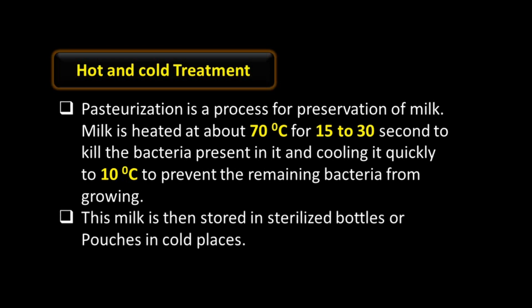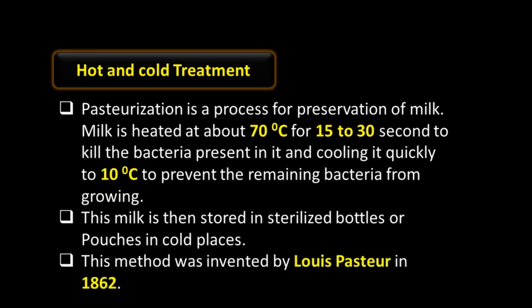This milk is then stored in sterilized bottles or pouches in cold places. Sterilized bottles means they are completely disinfected using a technique, and milk is stored in this type of bottles and pouches. This method was invented by Louis Pasteur in 1862.